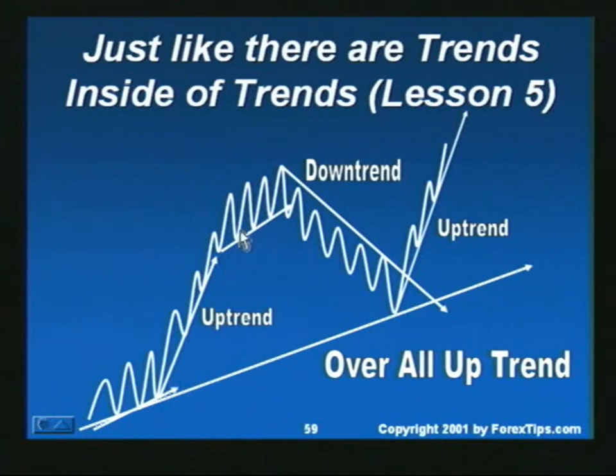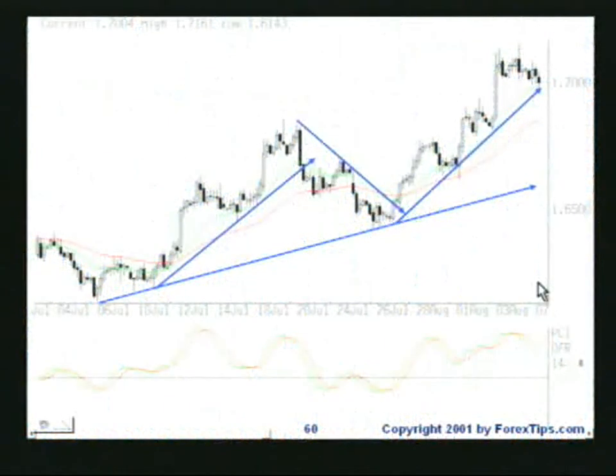Look at how we're trending up here, then we speed up, we trend up, we slow down, then we start to reverse via crown, which is one of our lessons. Then we go into a downtrend, then we crown again, then we reverse and go into an uptrend. However, we're still in an overall uptrend, just like there are swings inside of swings, there's trends inside of trends.